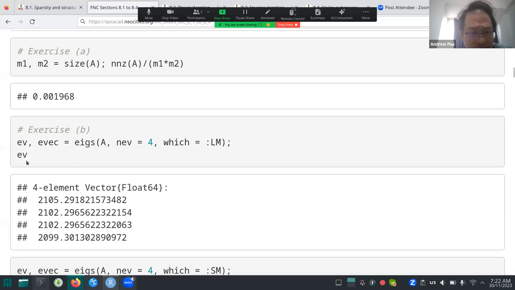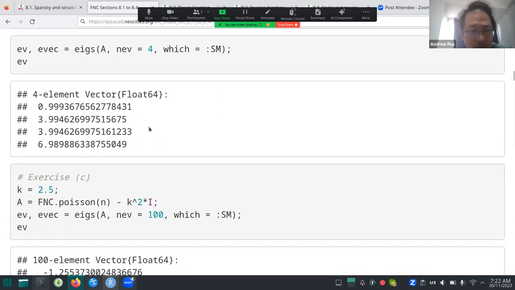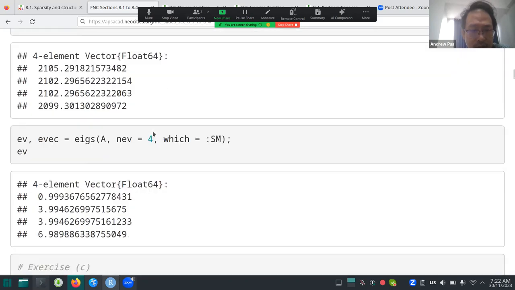So the eigenvalues can be seen here. Okay, so these are the four largest eigenvalues. And then if you want the smallest eigenvalues, you use SM, and then you can see the result here. Okay.